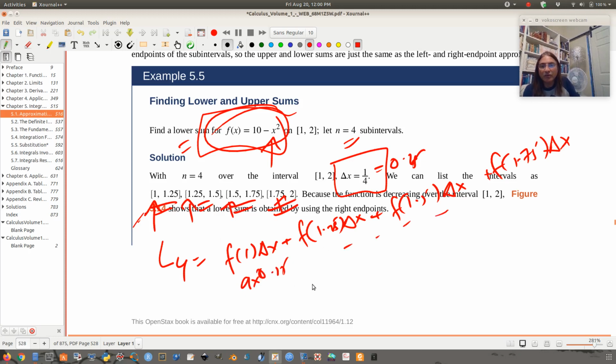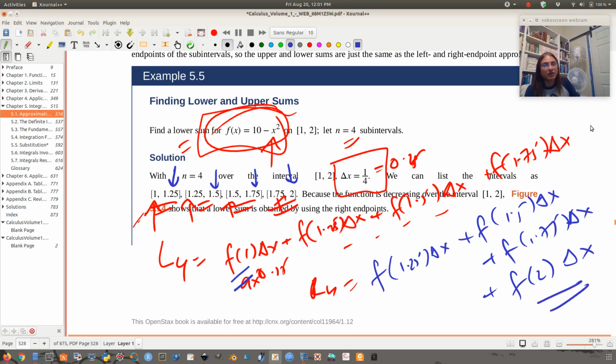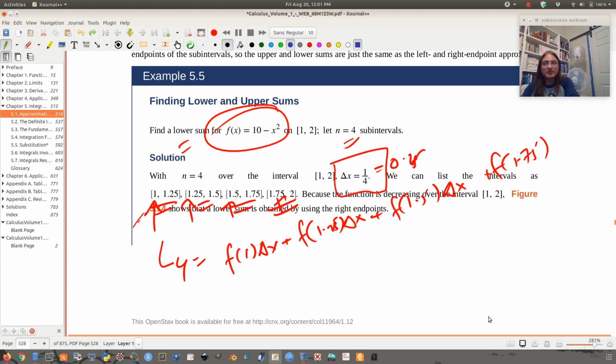And for the right one, right 4, we take the right-hand interval values. So f(1.25) delta x plus f(1.5) delta x plus f(1.75) delta x plus f(2) delta x. And you can see the difference between these two is in the right-hand one, this one is not there, and we are adding this last one onto here. Okay, and the rest is just computation.